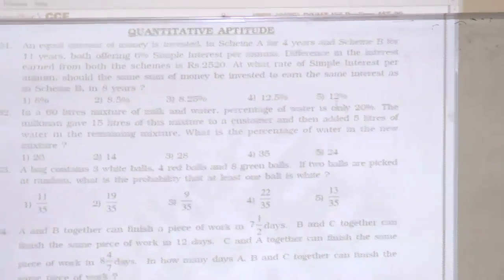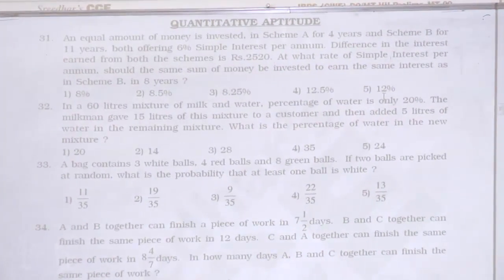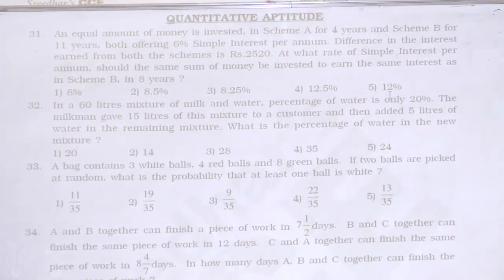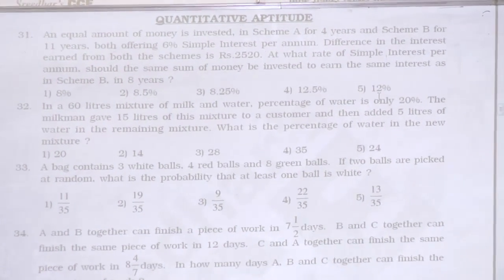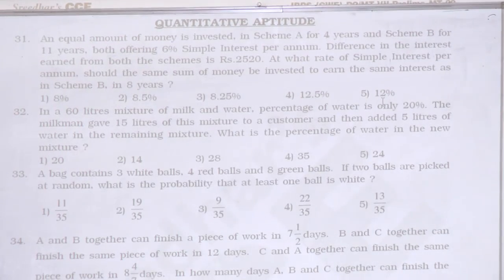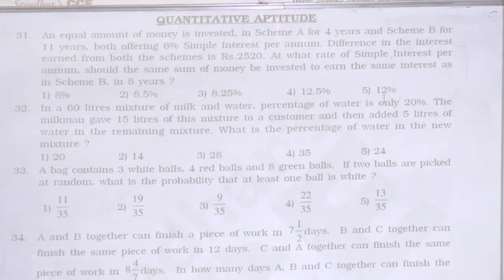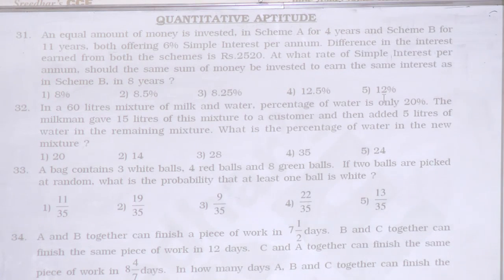An equal amount of money is invested in scheme A for 4 years and scheme B for 11 years, both offering 6% simple interest per annum. The difference in the interest earned from both the schemes is 2,520. At what rate of simple interest per annum should the same sum of money be invested to earn the same interest as in scheme B in 8 years?